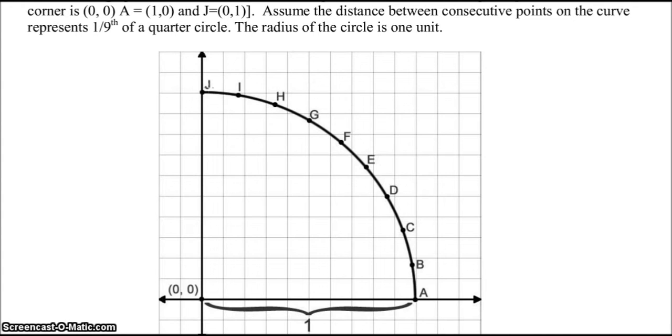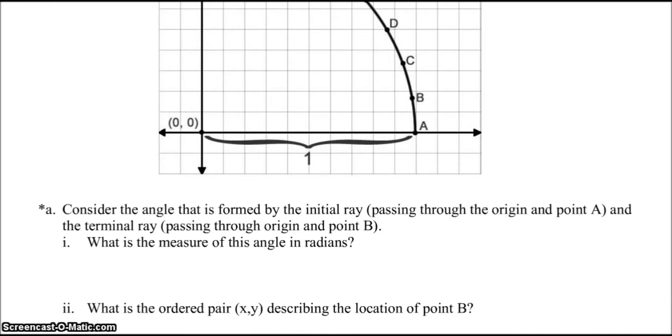Assume the distance between consecutive points on the curve represents 1/9 of a quarter circle. The radius of the circle is 1 unit. I just want to count these and make sure there's 9. 1, 2, 3, 4, 5, 6, 7, 8, 9. Okay. So each of these arc length distances is 1/9 of the quarter circle.